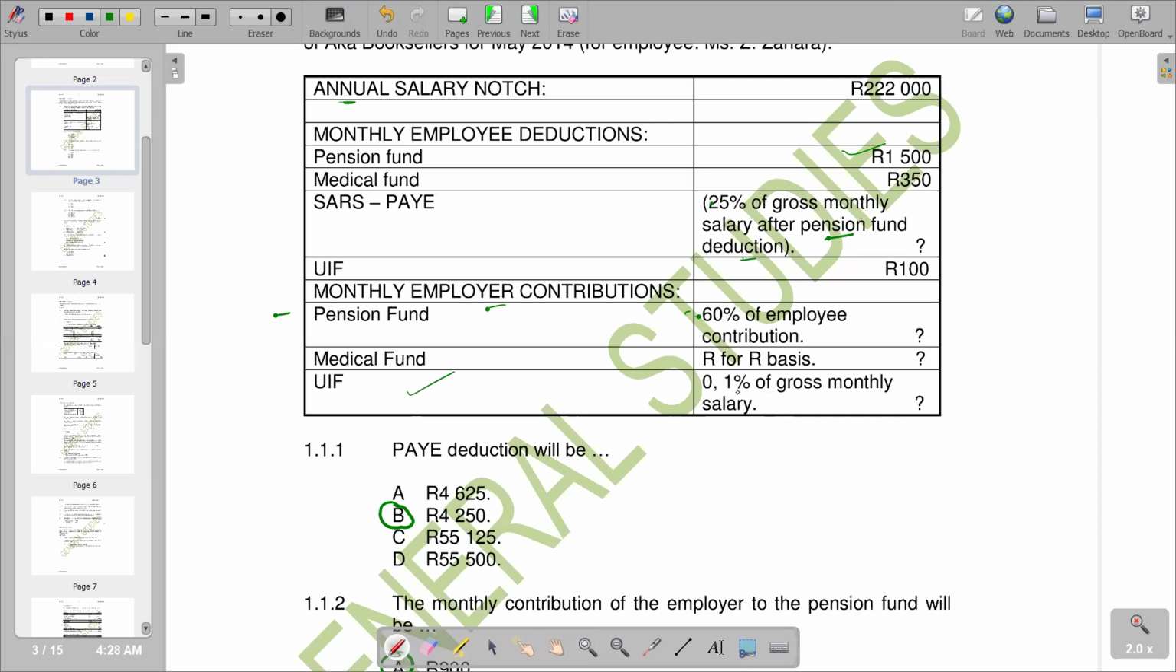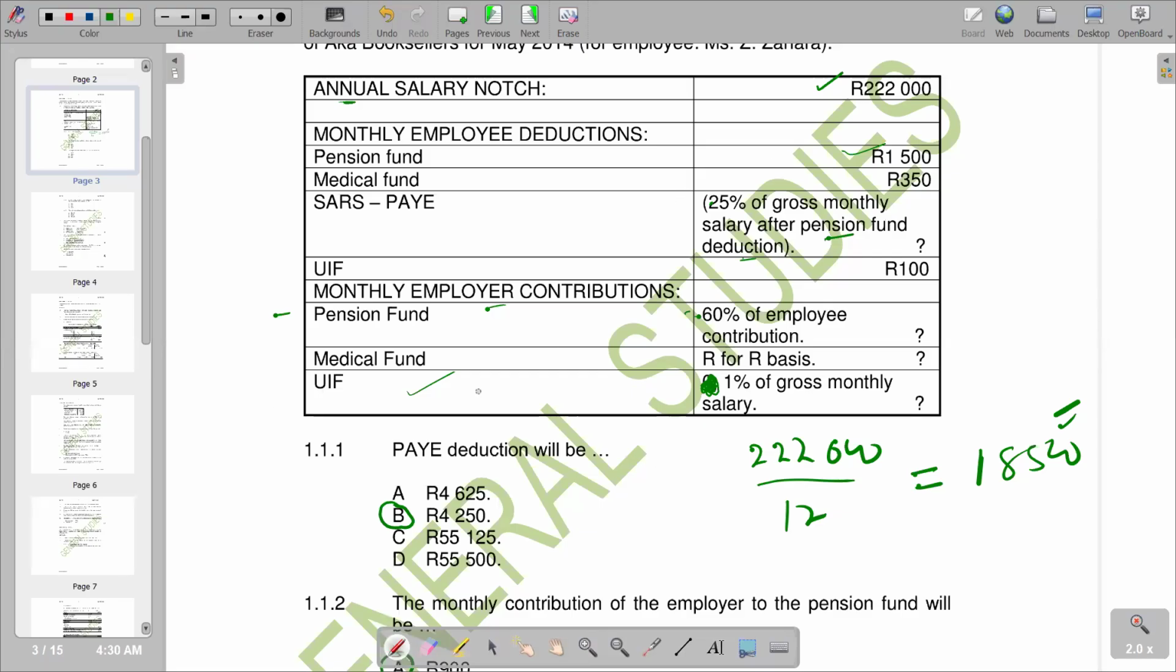So if you check the gross monthly salary, remember we said 222,000 divided by 12 to get the monthly salary. You divide by 12 and you're going to get your 18,500. So basically, you get your 18,500, which is the gross per month, and then you calculate with the 0.1%, and try to see what figure you get there.